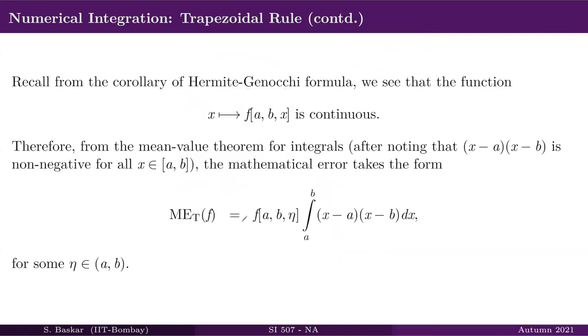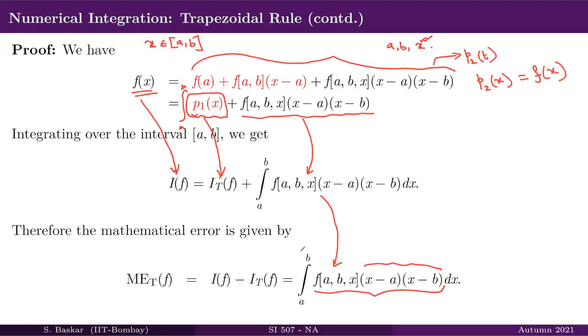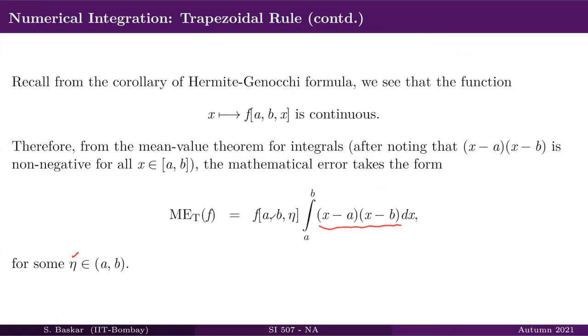Therefore, we can apply the mean value theorem for integration. Note that (x minus a) into (x minus b) is a non-negative function for all x in [a, b], and therefore we can indeed apply the second mean value theorem for integration, through which we can find an eta in the interval a to b such that the actual integration can be written as f of a comma b comma eta times the integral a to b of (x minus a) into (x minus b).